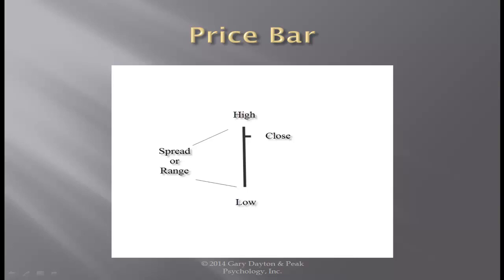So price bars, very simple. We have a high and a low and a close, okay? And then we have what we call the spread. The English folks call it the spread, the British folks call it spreads. The Americans tend to call it range. I go back and forth. Either or both are fine, but the spread or the range is simply the range of the bar or the spread of the bar. It's the difference between the high and the low of the bar.